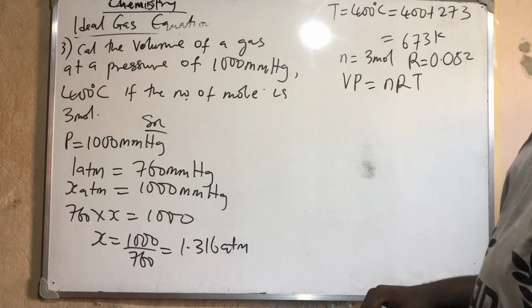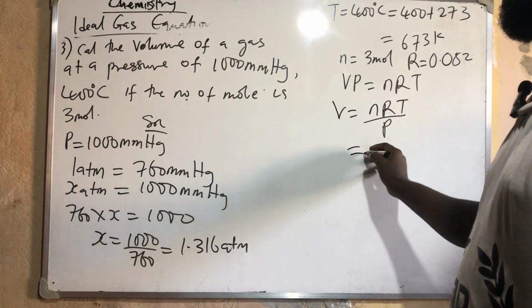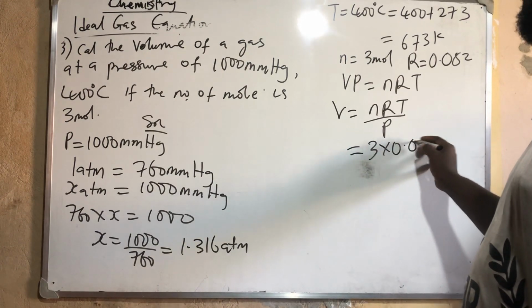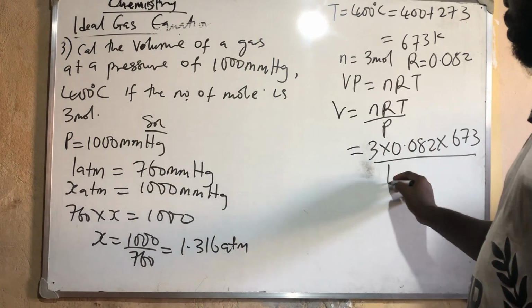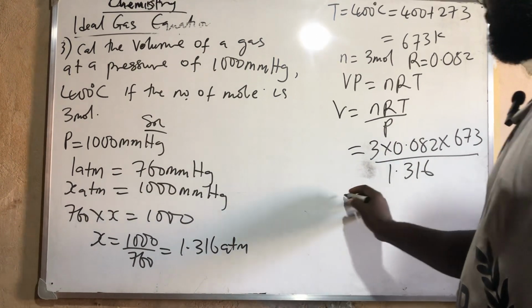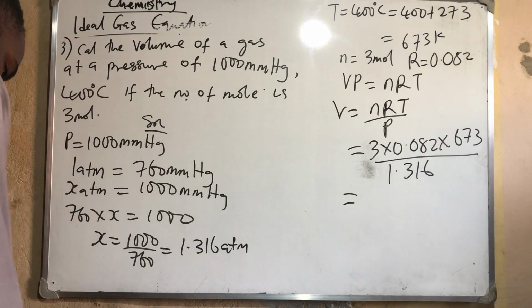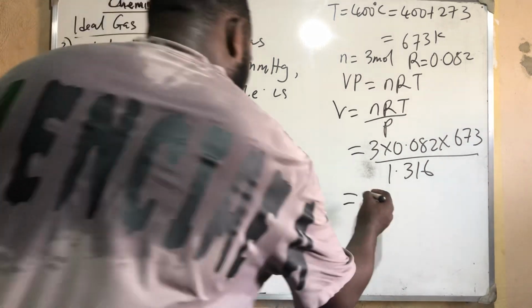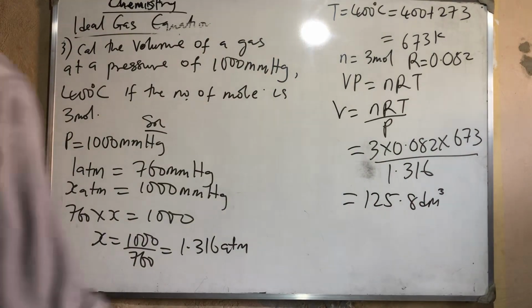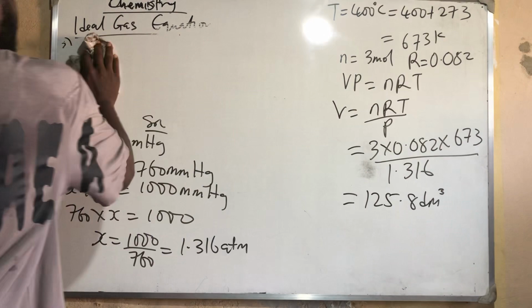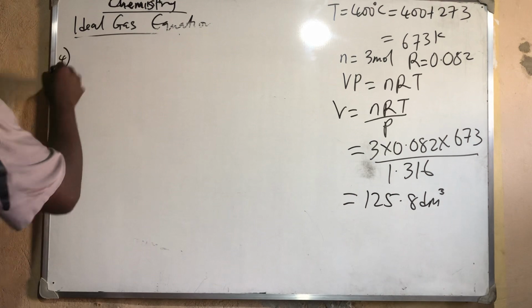So what am I looking for? They say we should calculate the volume. So my volume will now be nRT over pressure. So what do I have? 3 times 0.082 times my temperature 673, divided by my pressure 1.316. If you do everything there, you will now have that your answer is 125.8 dm cube. Okay, so that is that. The next question, question number 4.